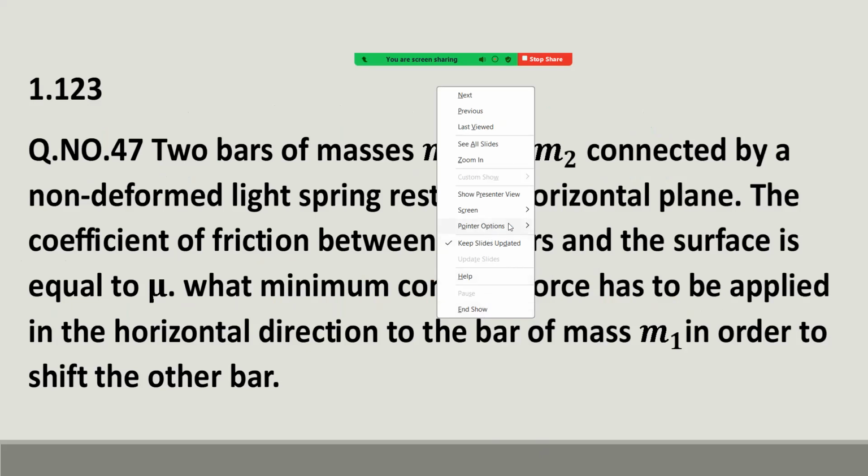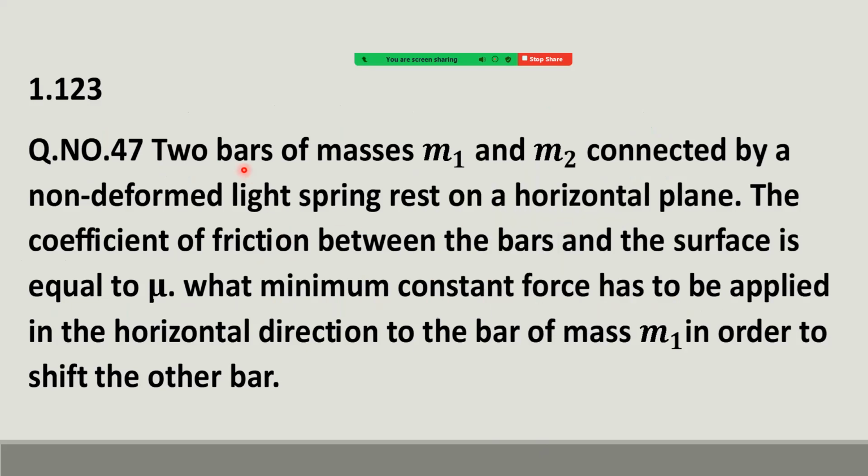Let's see the question given. Two bars of masses M1 and M2 connected by a non-deformed light spring rest on a horizontal plane. The coefficient of friction between the bars and the surface is equal to mu. What minimum constant force has to be applied in the horizontal direction to the bar of mass M1 in order to shift the other bar?